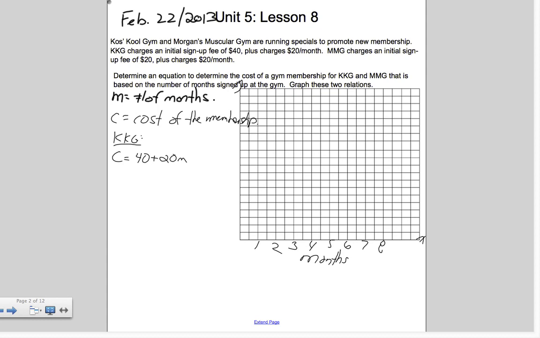And then I'll number it, let's go by 20 here. 20, 40, 60, 80, 100. Okay, and so on. So how can I graph this then? C is equal to 40 plus 20M.